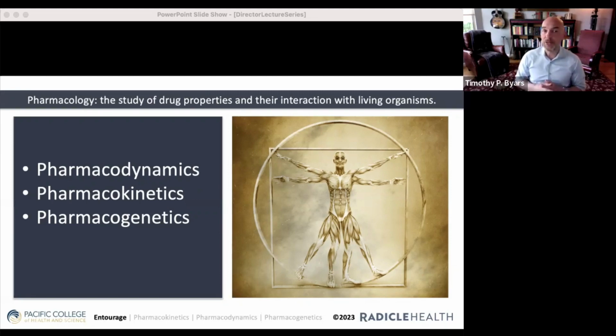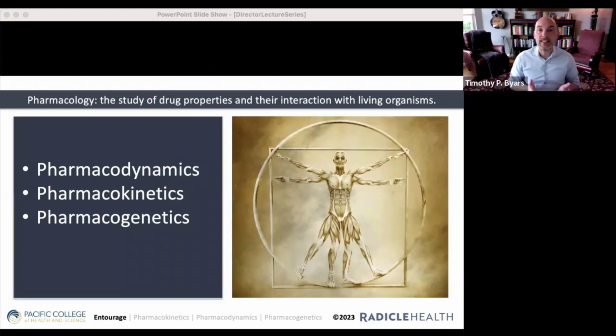And then there's pharmacokinetics, which refers to the movement of the drug into, through, and out of the body. It measures the absorption, distribution, metabolism, and elimination of the drug. Many of you are familiar with the acronym ADME: absorption, distribution, metabolism, elimination. When we talk about pharmacokinetics, we're usually talking about what the body does to the drug.